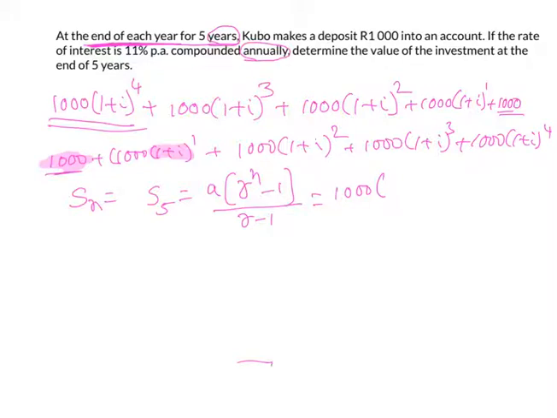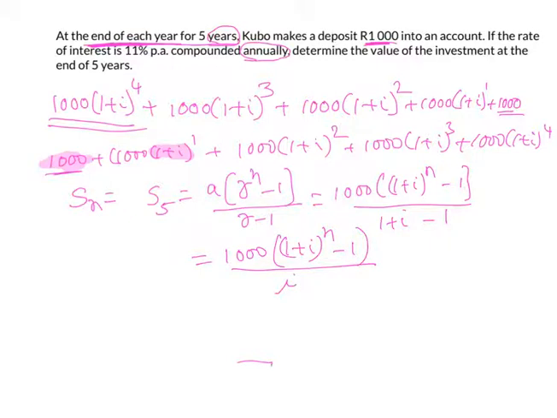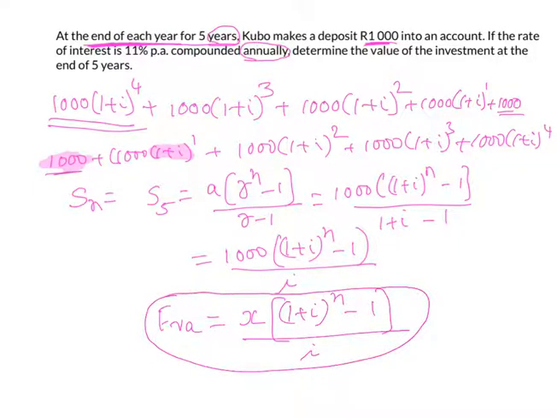That is nothing but the equal installment amount. A times, and this is my r. r is 1 plus i, so (1 plus i) to the power of n minus 1, divided by (1 plus i minus 1). So that is my formula here: 1000 times ((1 plus i) to the power of n minus 1) divided by i. So this is the formula for the future value of an annuity. The first term I assumed to be x. We call them x here. Our textbooks and our CAPS document prefer to use the letter x for the equal installments that we make. So that is my formula here: ((1 plus i) to the power of n minus 1) divided by i. So this is the future value formula of an annuity.